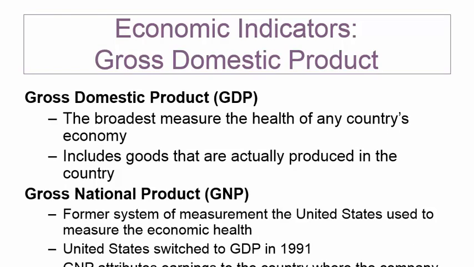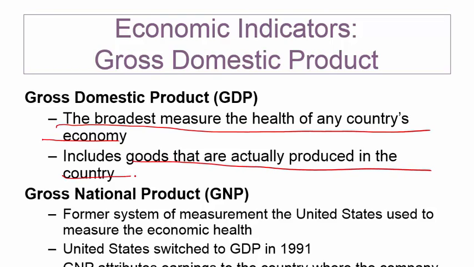Okay, let's talk about gross domestic product. This is the current term for a broad measure of the health of a country's economy, and it includes goods that are actually produced in the country. We call that gross domestic product. We used to measure the health of the United States economy using something called gross national product. I said gross domestic product for that one up here.